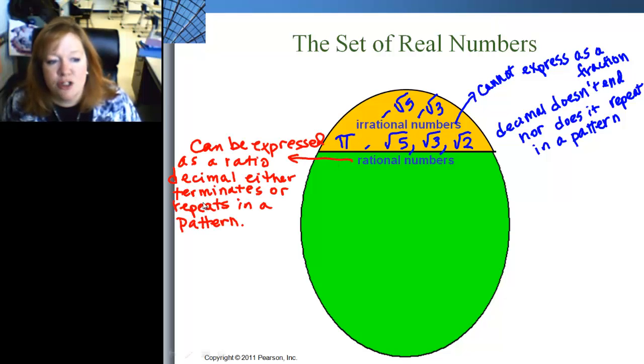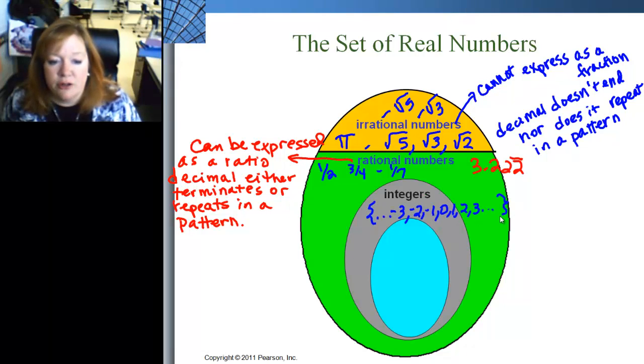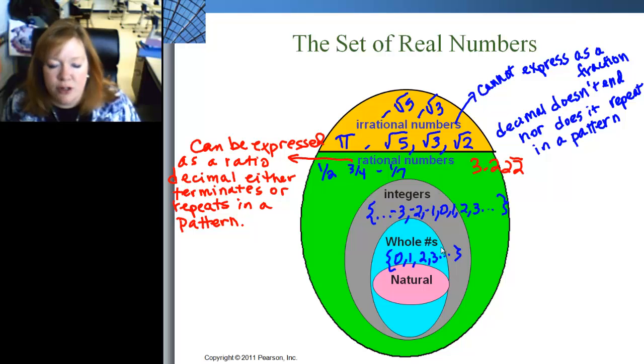But rational numbers can be expressed as a fraction. The decimal is going to terminate or repeat in a pattern. So ones like 1/2, 3/4, -1/7 are all rational numbers. Inside the set of rational numbers, you've got your integers, your whole numbers, and your natural numbers. This is a pictorial of how the sets are interrelated. If it's a natural number, it's a whole number and an integer and a rational number and a real number. You ask, what numbers are not real?